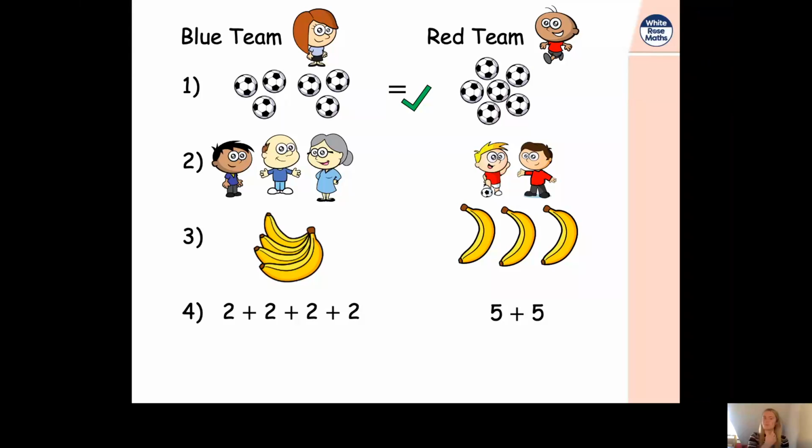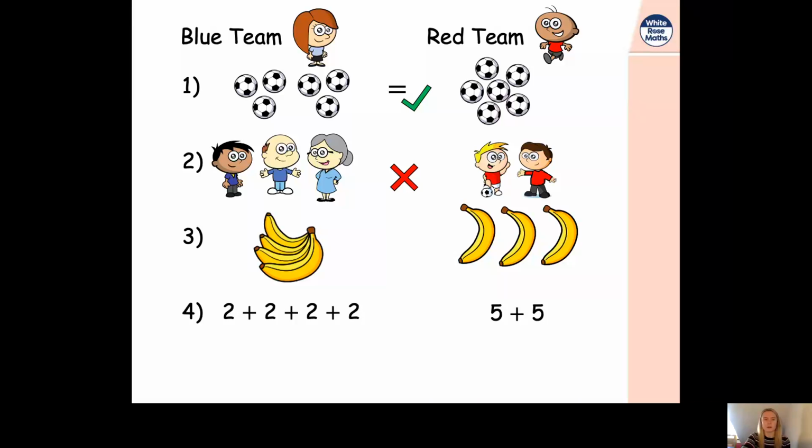How many people do the blue team have in their team? Yes, that's right, they have 3 people, don't they? And how many people do the red team have? Yes, they have 2 people. So if the blue team have 3 people and the red team have 2 people, there's not the same amount of people in their team, is there? So their groups are not equal. Now let's look at number 3.